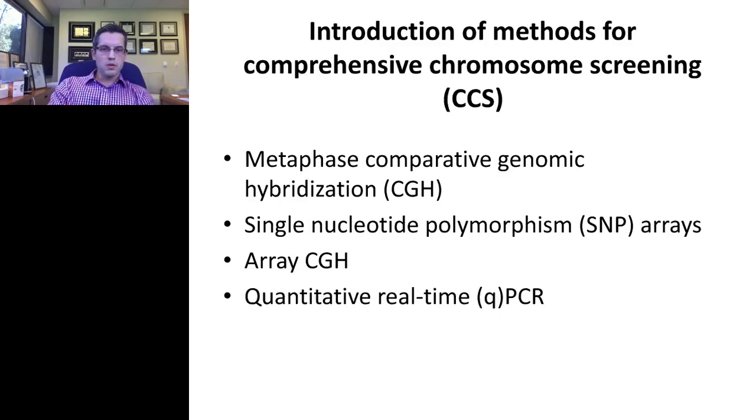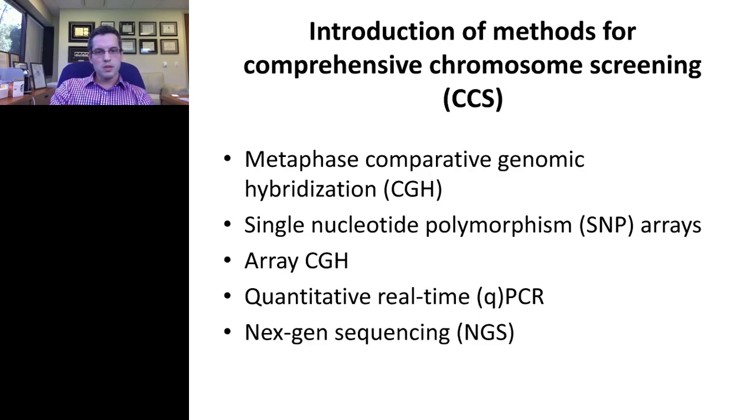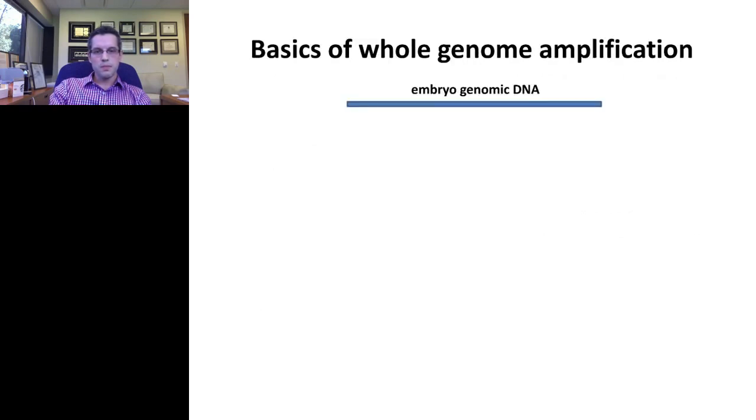There have also been qPCR-based methodologies, and now there are many labs developing next-gen sequencing capability, again, all to look at all 24 chromosomes in the embryo. So I'm just going to briefly talk about some of the basics behind a few of these methods before I get into the details of how they've been validated to actually demonstrate the expected benefit.